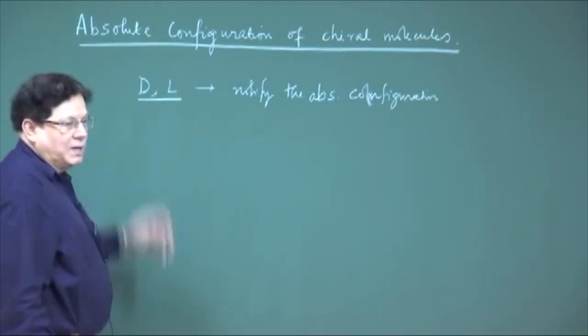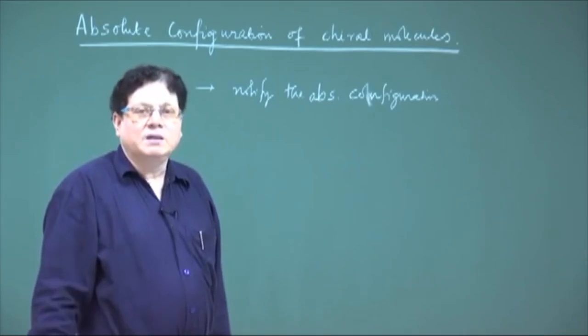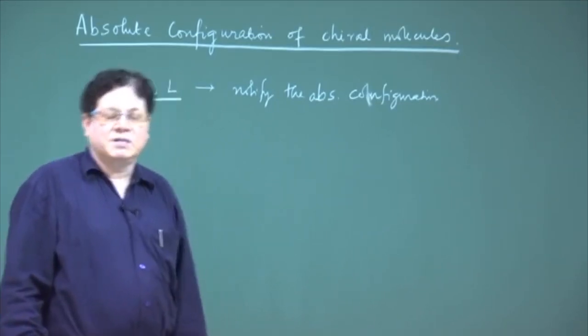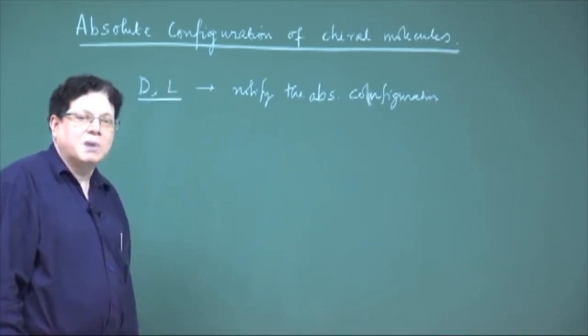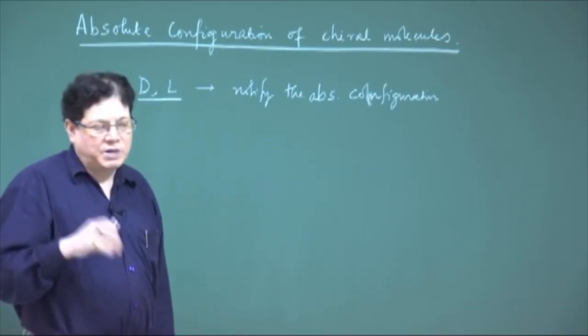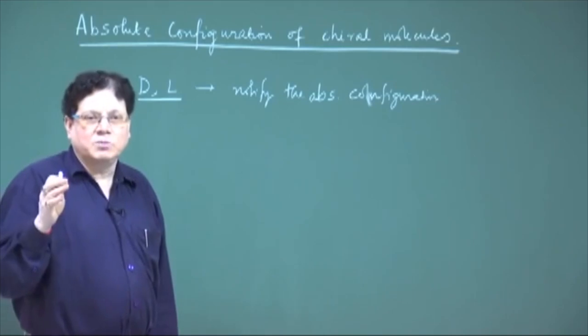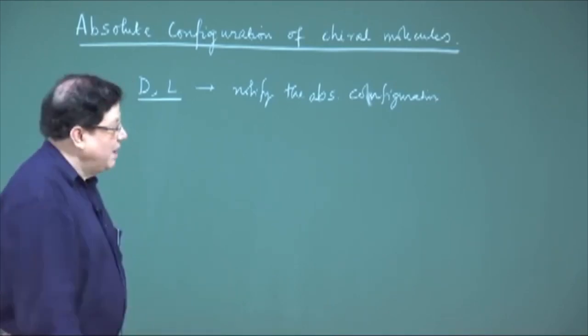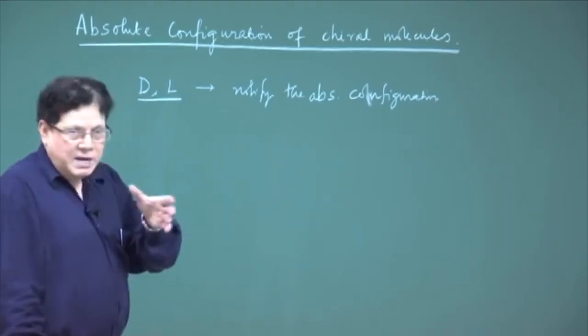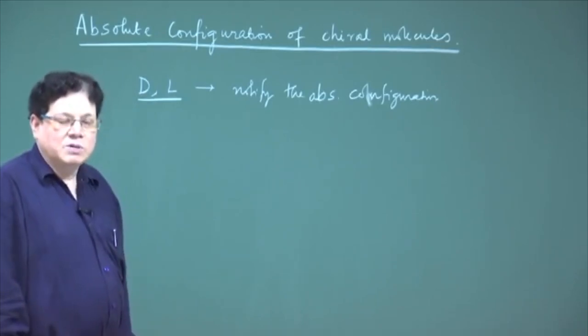It was based on the configuration of carbohydrates, which Professor Emil Fischer started. He assumed that plus glucose had the D configuration, that means at the lowest chiral center, the hydroxy group is on the right. He assumed that to be D plus glucose, and it started from there.